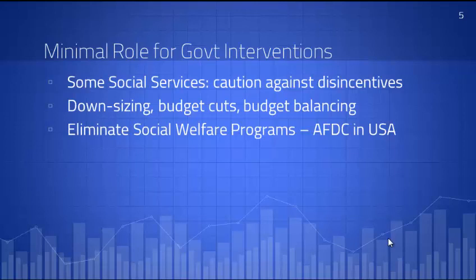With this kind of mindset, which became dominant in the USA, the neoclassical policies came with Reagan-Thatcher in the 1970s. The idea was to downsize the government, budget cuts, budget balancing, eliminate social welfare programs. One of the biggest ones which was cut down was AFDC, Aid to Families with Dependent Children. This basically helped women who were not supported by husbands for various reasons, divorce or death, and they had to bring up children.